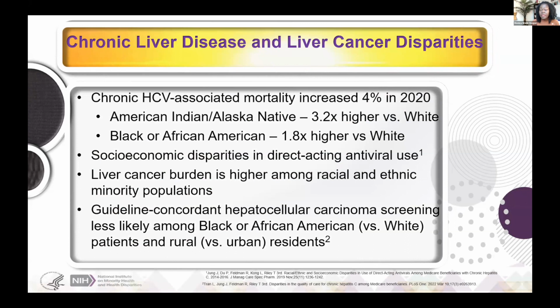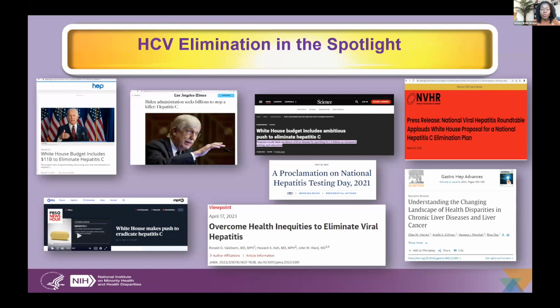Socioeconomic disparities exist in terms of direct acting antiviral use, with less use among people with lower income levels related to access issues. There's also a higher burden of liver cancer among racial and ethnic minority populations, as well as a lower likelihood of receiving guideline concordant screening for hepatocellular carcinoma among Black or African American patients and patients living in rural locations.